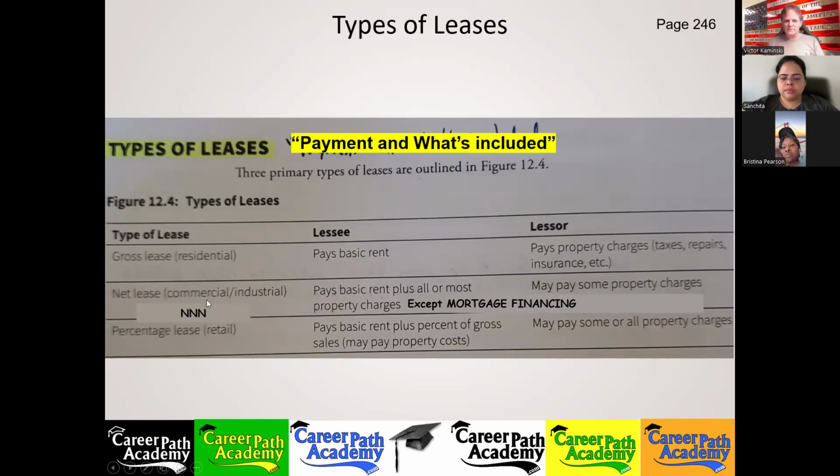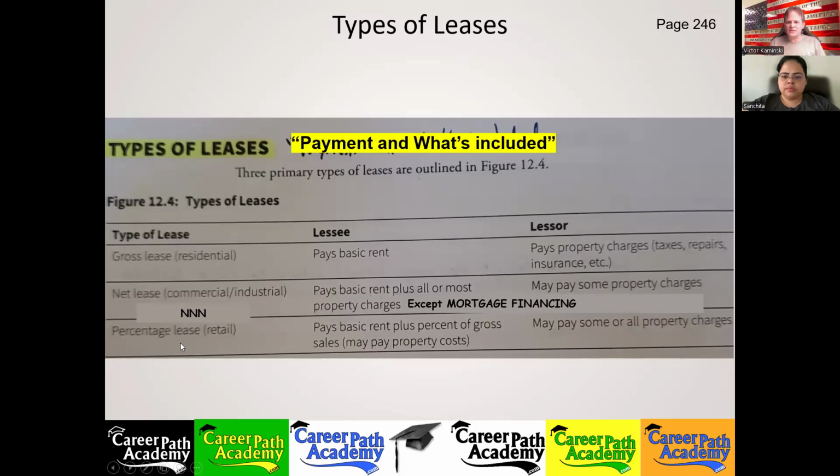In a net lease, this is common in commercial and industrial properties, also known as triple net. There's another variant of a net lease. There's a triple net, so that's expressed as NNN. All right, where the tenant pays their basic rent plus most or all of the property charges, except for the mortgage financing. And the landlord, the lessor, may pay some of the property charges. Okay.